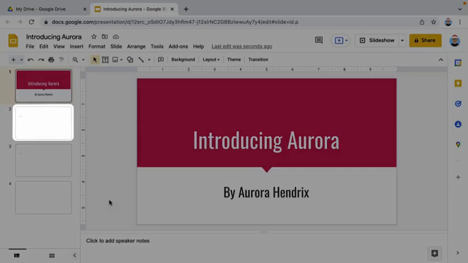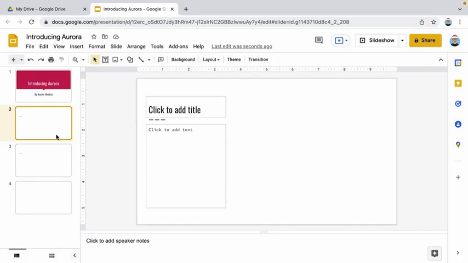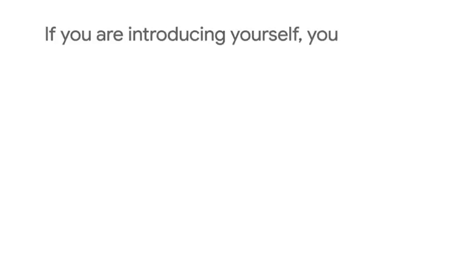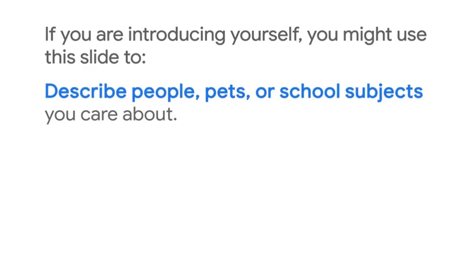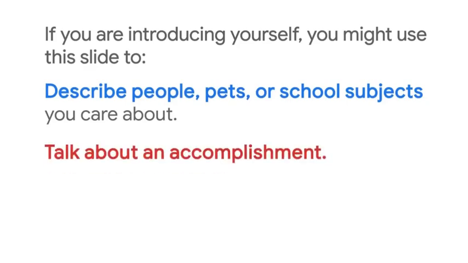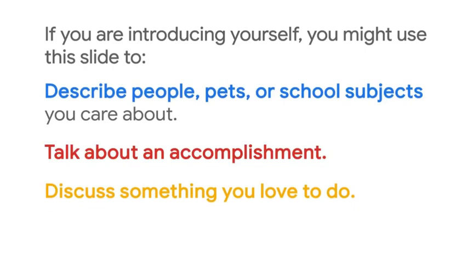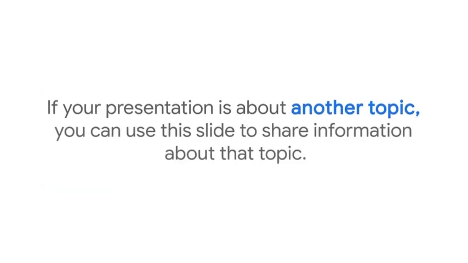To start, click on the second slide in your presentation. Think about the first thing you would like your audience to know. For example, if you are introducing yourself, you might use this slide to describe people, pets, or school subjects you care about, talk about an accomplishment, or discuss something you'd love to do. If your presentation is about another topic, you can use this slide to share information about that topic.